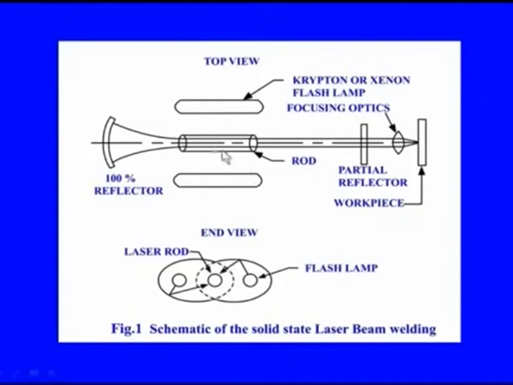Now, this lasant is excited by some additional energy. This is the additional energy supply system, generally krypton or xenon flash lamps. They pump energy in the form of light waves, which will be responsible for causing the population inversion. What is the situation called population inversion?